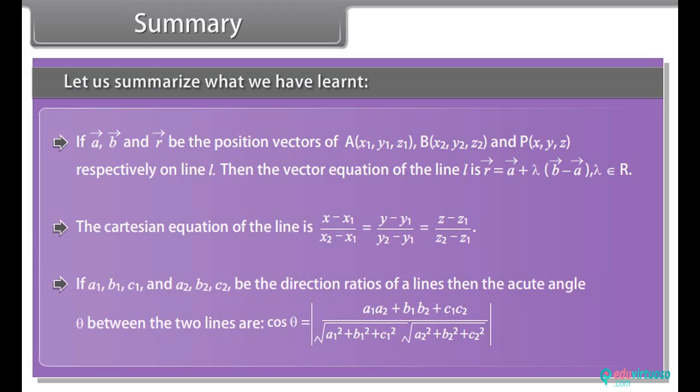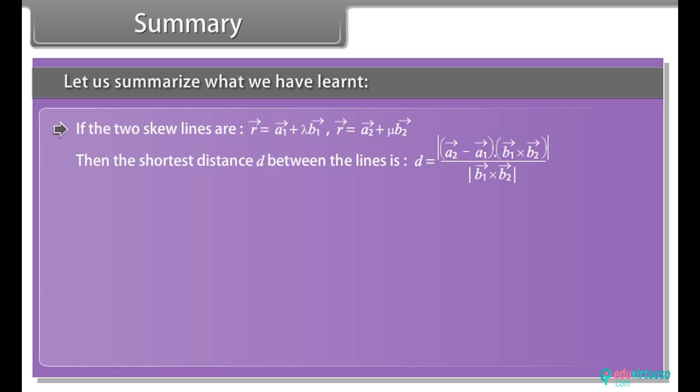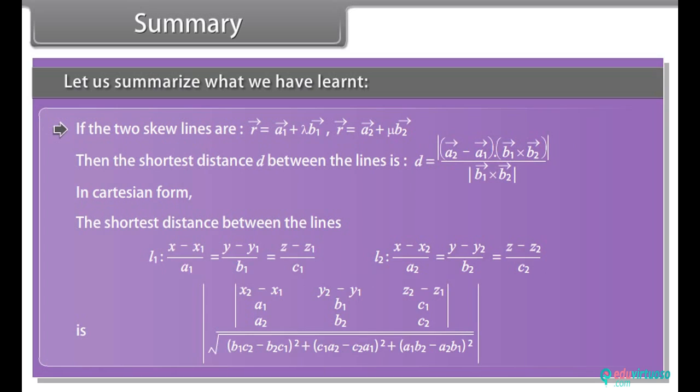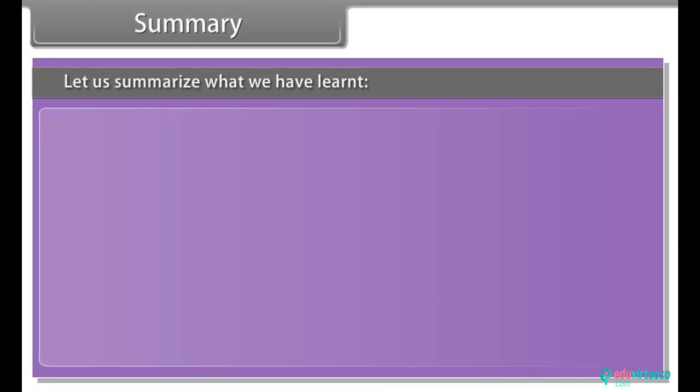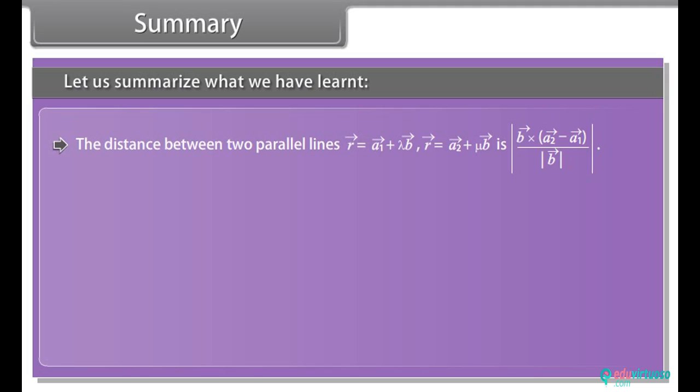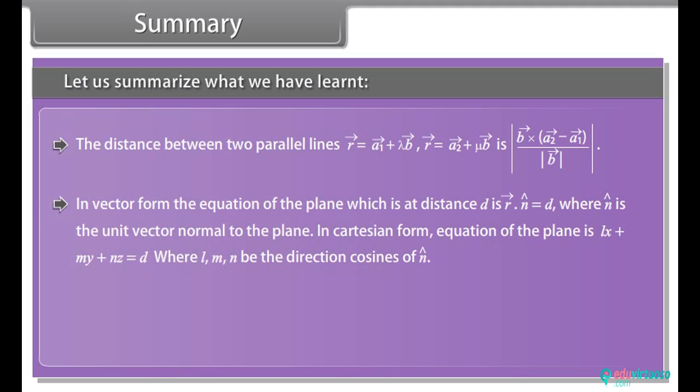If a1, b1, c1 and a2, b2, c2 are the direction ratios of lines, then the acute angle theta between the two lines is given by the following. If the two skew lines are given, then the shortest distance d between the lines is as follows. In Cartesian form, the shortest distance between the lines is as follows. The distance between two parallel lines is as follows. In vector form, the equation of the plane which is at distance d is as follows, where n cap is the unit vector normal to the plane.